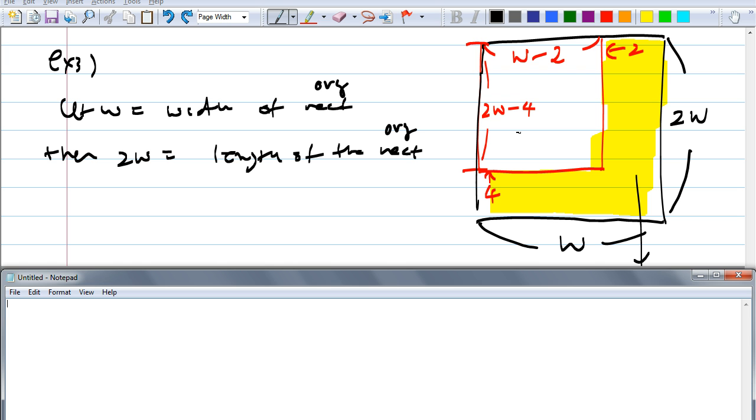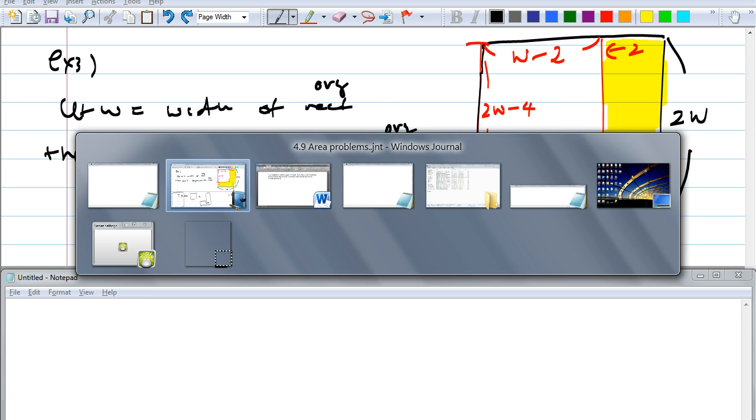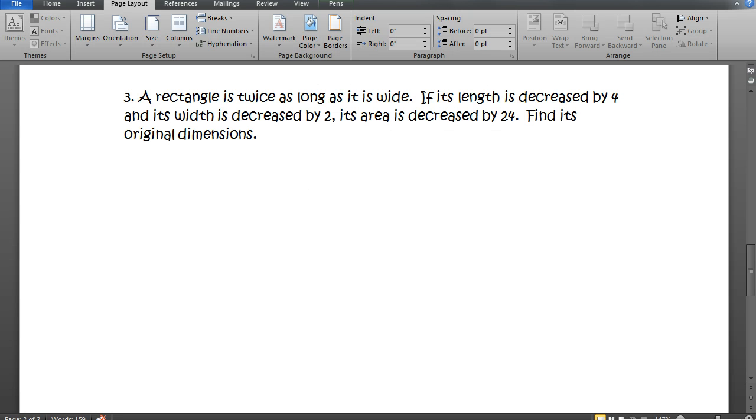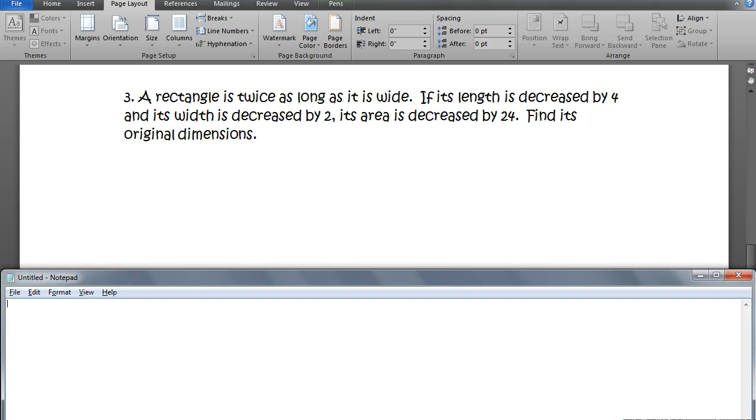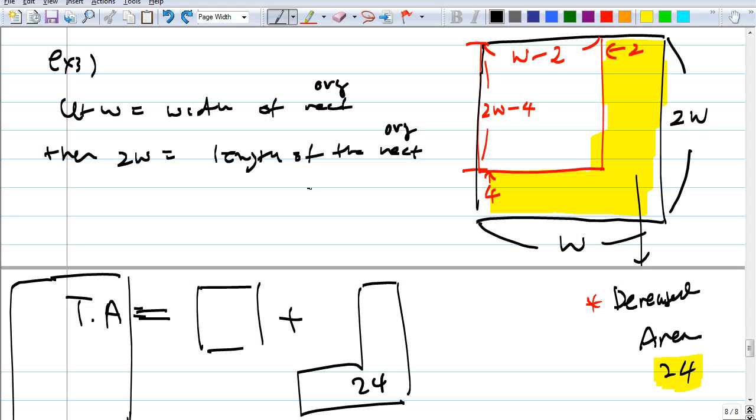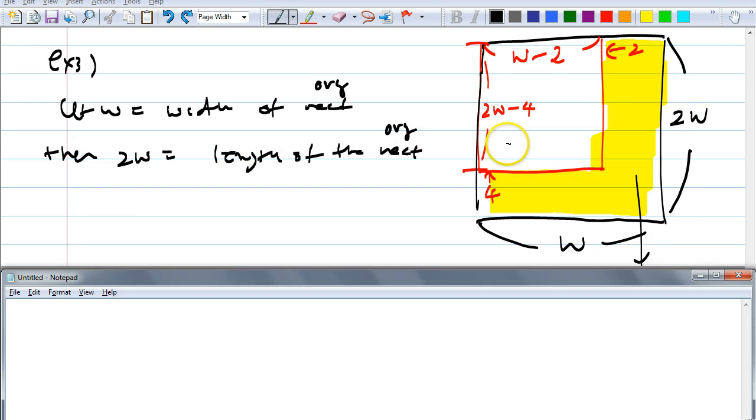Isn't it the length is decreased by 4? Yeah, so my length is 2W because it said let W be the width and 2W is the... Oh, did I mess up? No, you didn't. Look, let's read it. The length is decreased by 4. Yeah, so it's right, right? My length 2W is decreased by 4, so 2W minus 4. But it's decreased by 2. No? That's width. This is my length right here. Width is decreased by 2. W minus 2.